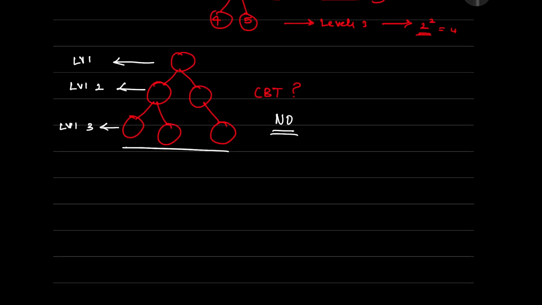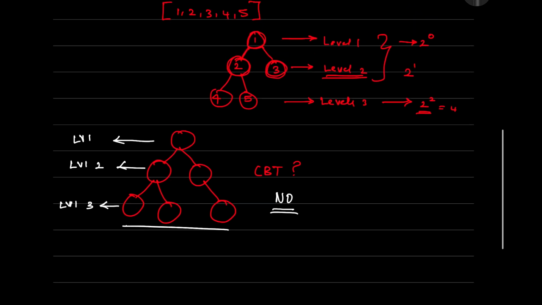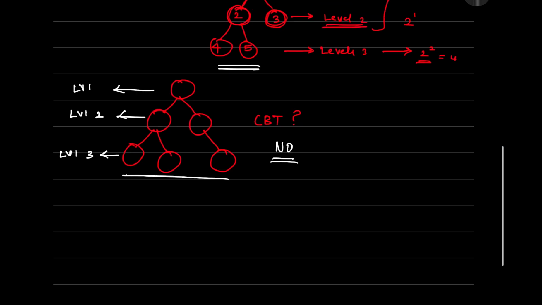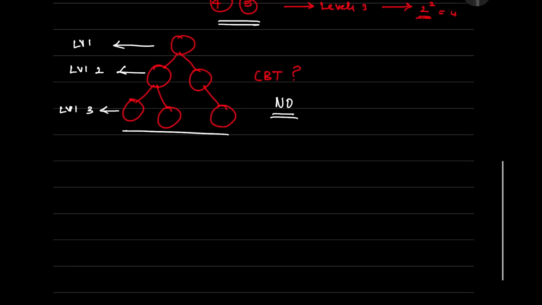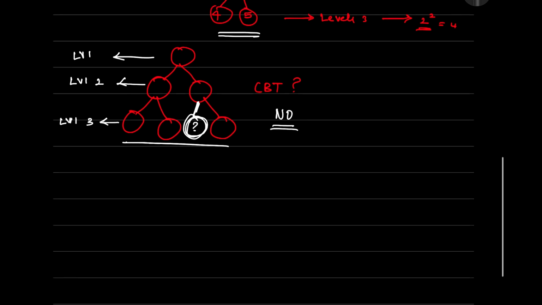We can give an exception to the last level in terms of the number of nodes. If you see here, the last node here is going to be 2, here is going to be 3. That's fine. But there is another property, like I mentioned before, we should fill the nodes from left to right. This property got violated here because if you see, there is one missing node in this binary tree. So this is not a complete binary tree.